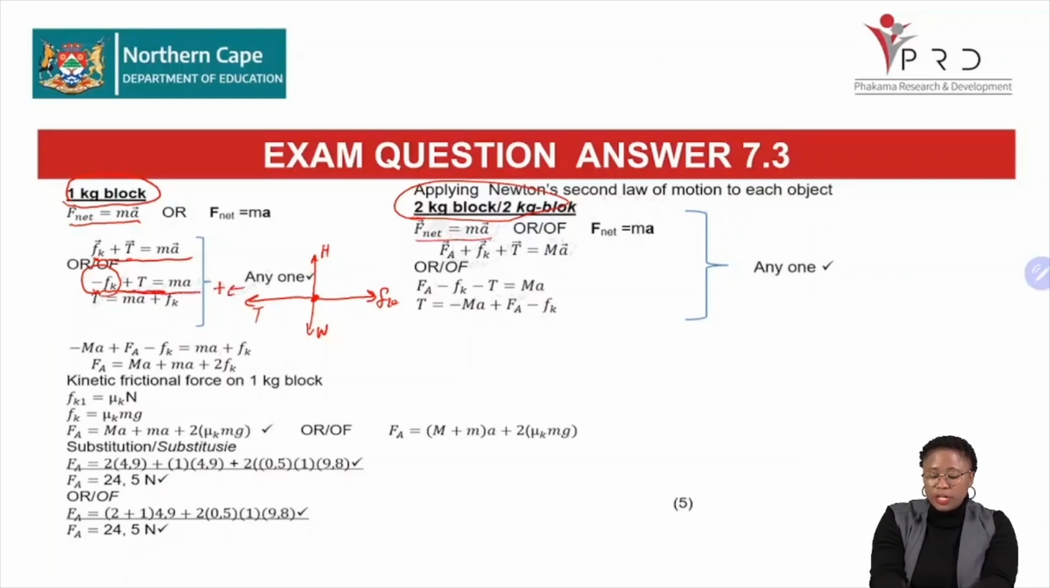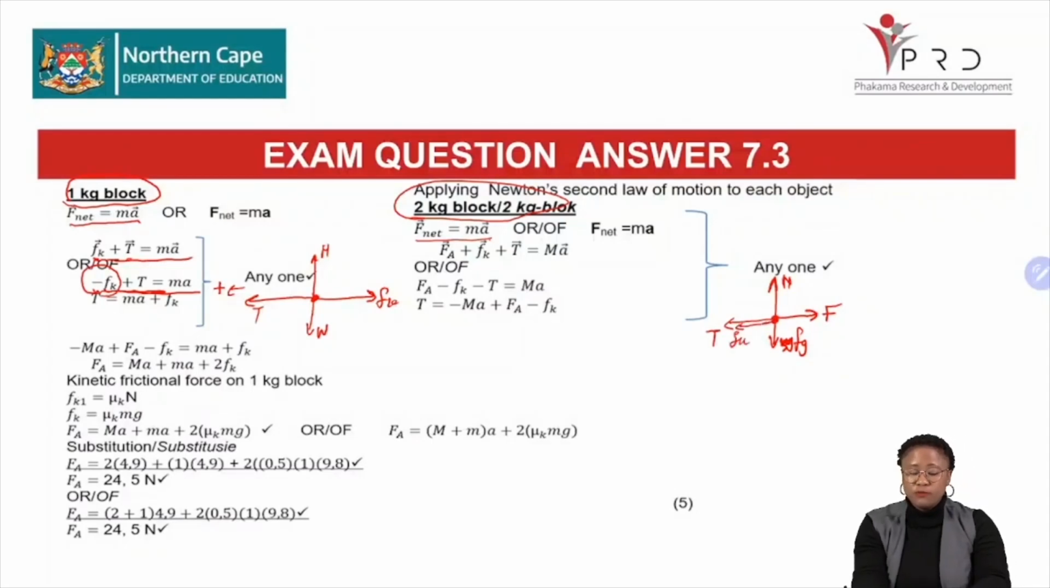So for the 2 kg block, if I draw it quickly over here, remember you have the normal force, you have your weight or FG. Let's indicate FG over here. And then on the right hand side, you have your force FA, which is the force applied. On the left hand side, you have the tension force. You also have the friction force. All right. So that is the free body diagram for the 2 kg block.